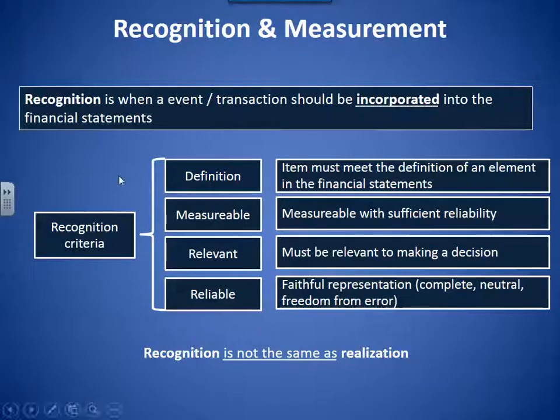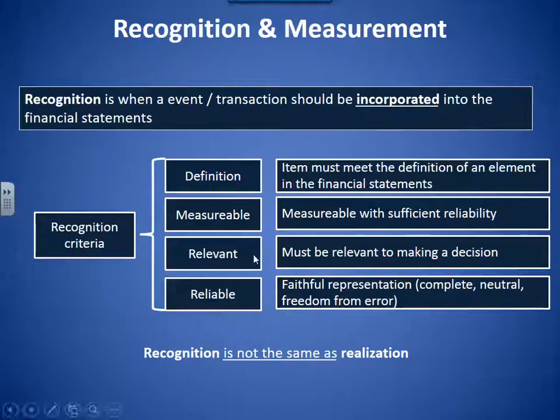Recognition criteria, these are general criteria. So again, there can be specific criteria for events, but these are the general criteria that the conceptual framework follows. Number one, there has to be a definition. The item, that event or transaction, must meet the definition of an element in the financial statements, meaning we just can't go ahead recording everything. It has to be within the elements within the financial statements. Number two, it has to be measurable. Measurable with sufficient reliability. And we're going to go back to measurability in the next slide. We'll go over that a little bit more.